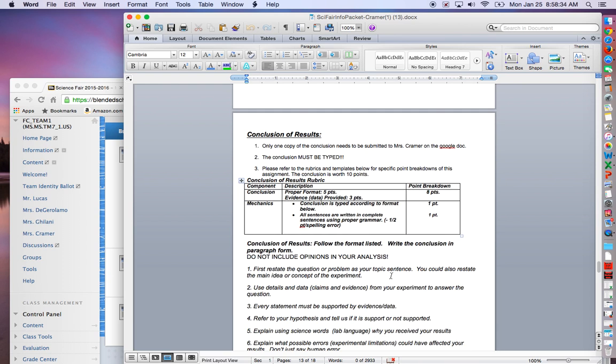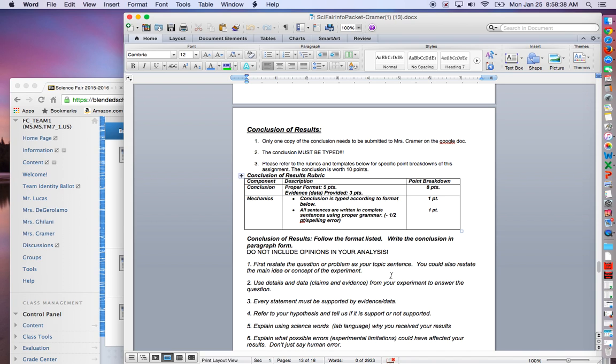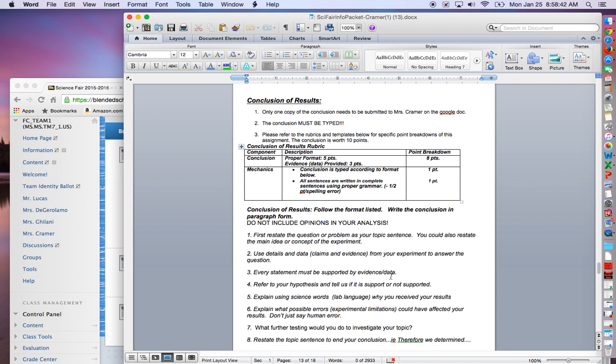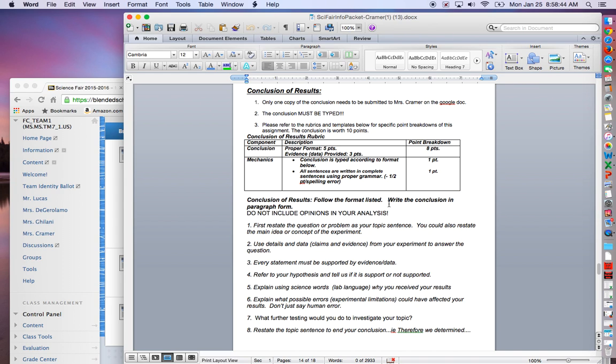And then if you go down to the next part, page 13, it talks about the conclusion. This is something that is typed and printed. Down here, it gives you the format for forming your conclusion. All right, so it says first, restate the question or problem. So back to my bread example, I would say, I wondered about bakery bread and preservatives in some kind of a sentence.